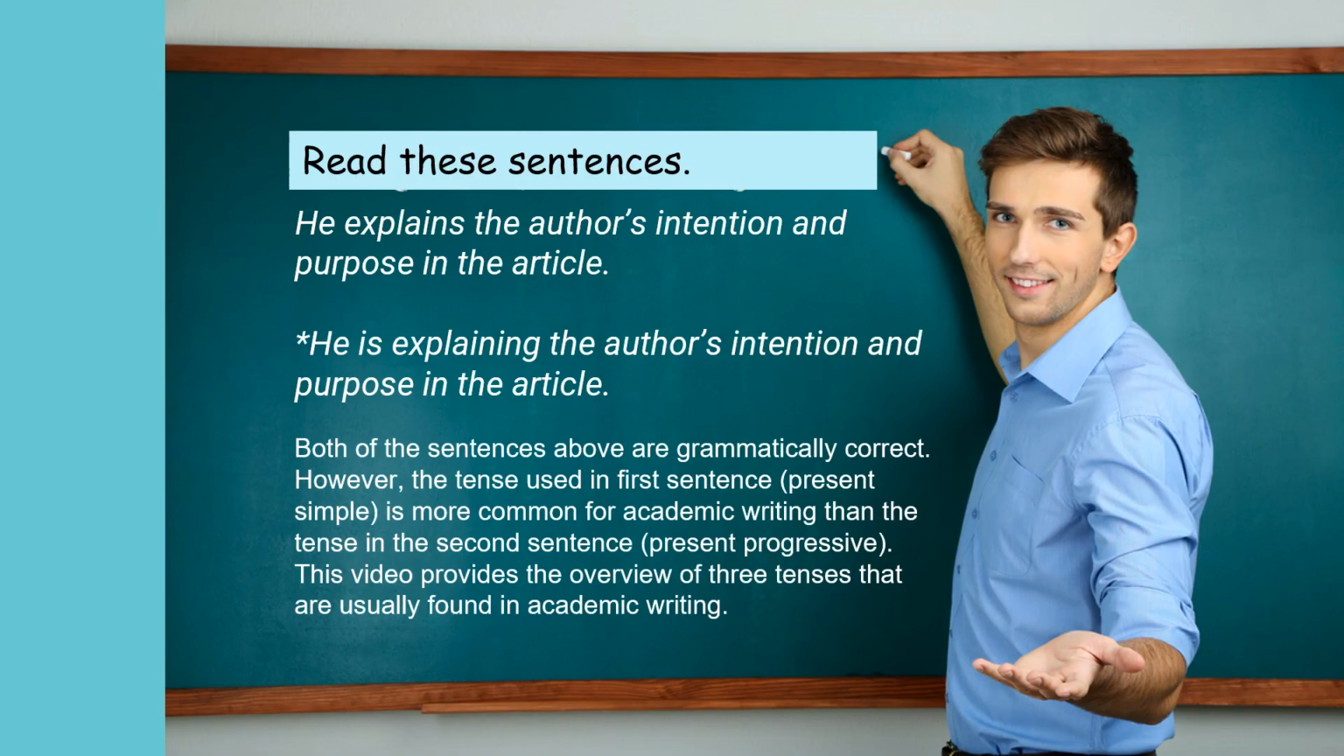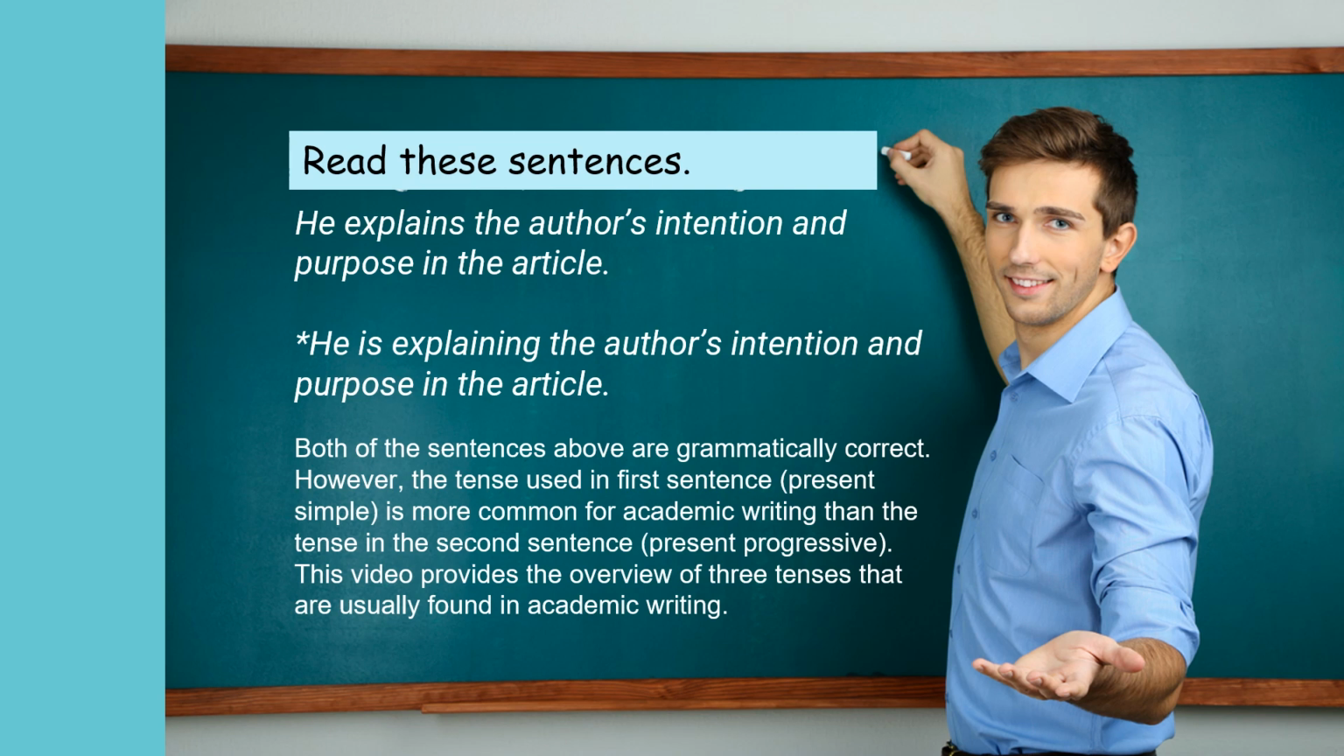Okay, now read these sentences. The first sentence, he explains the author's intention and purpose in the article. The second sentence, he is explaining the author's intention and purpose in the article. Both of the sentences above are grammatically correct. However, the tense used in the first sentence, present simple, is more common for academic writing than the tense in the second sentence, which is in the form of present progressive.